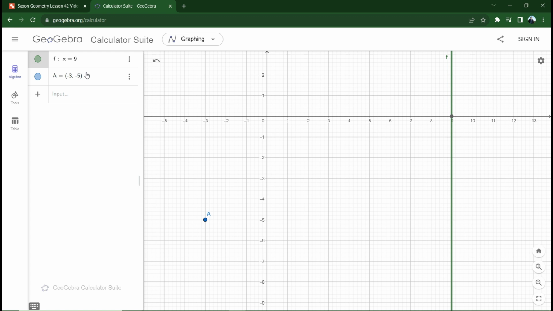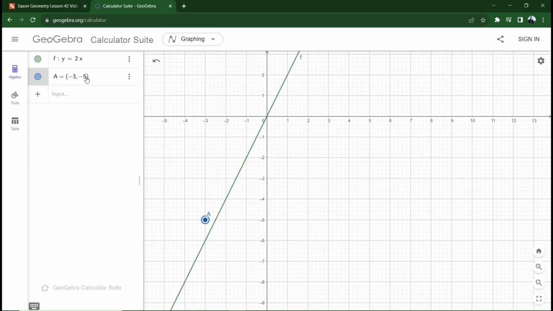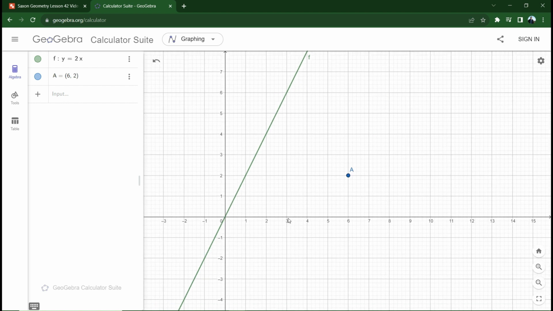So y equals 2x. I'm going to make sure that we have the whole equation written out here. Y equals 2x, and then my point is 6, 2. So I'm going to go ahead and plug in the point 6, 2. And when I look at this, okay, hold on. 1, 2, 3, 4, 5, right? It's 5 away.